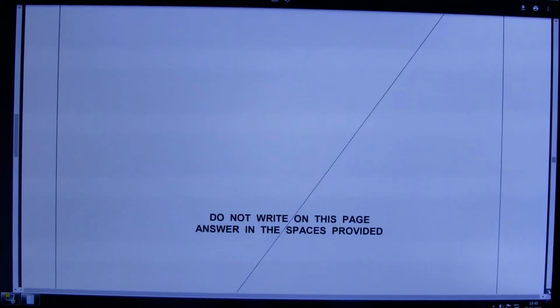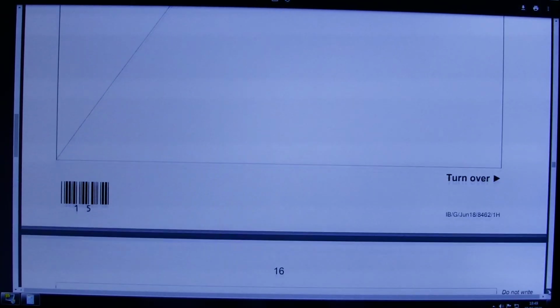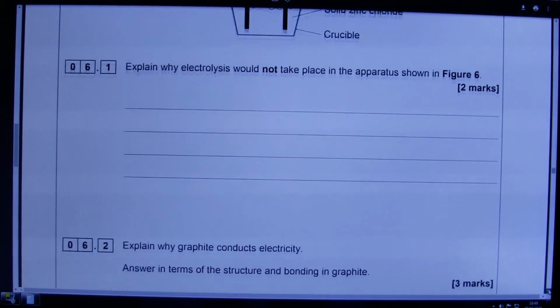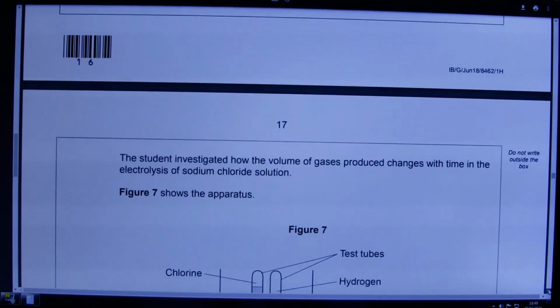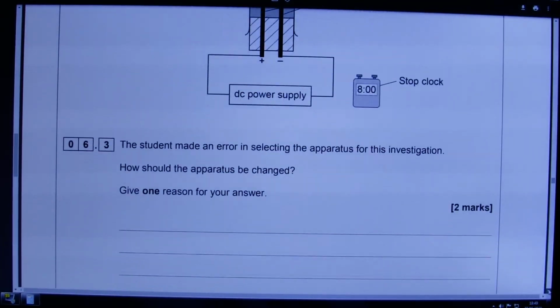Seven one is down here somewhere. Thank you for this blank page, it really makes things better. Yada yada, yada yada yada yada.